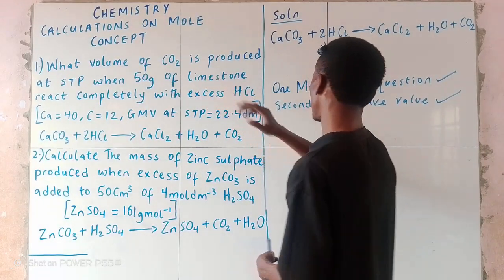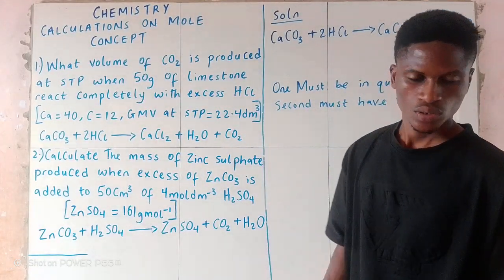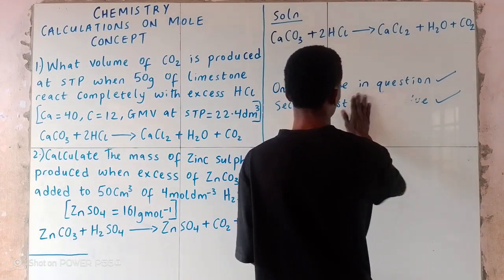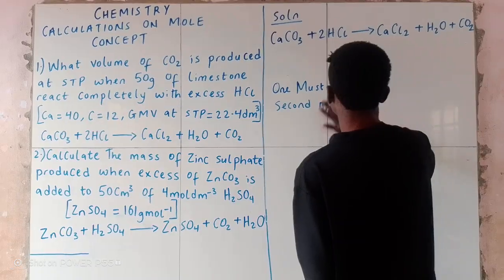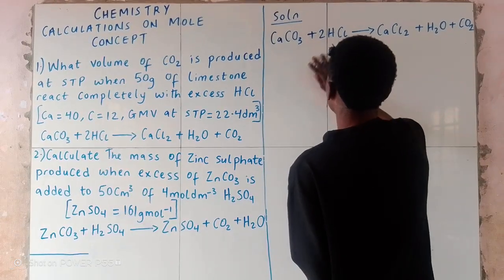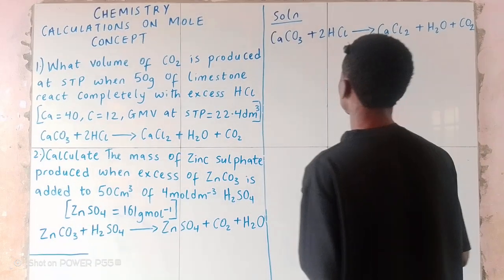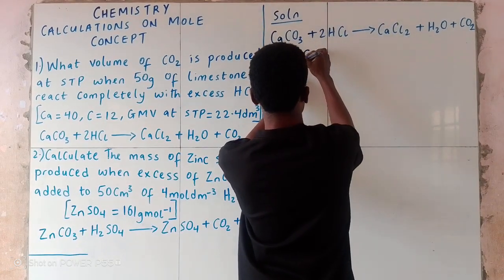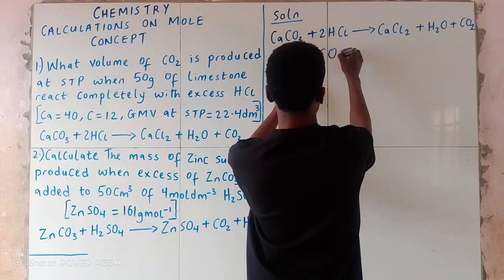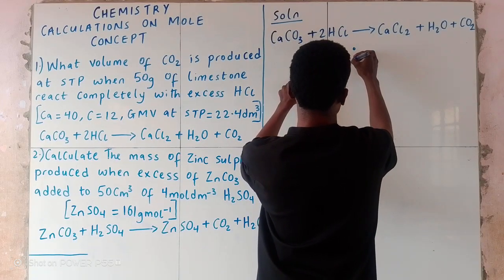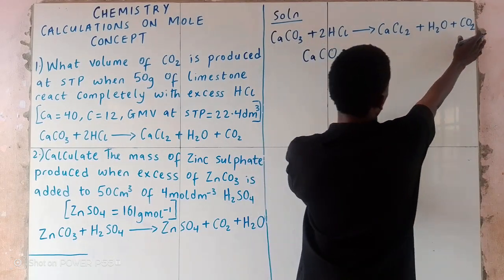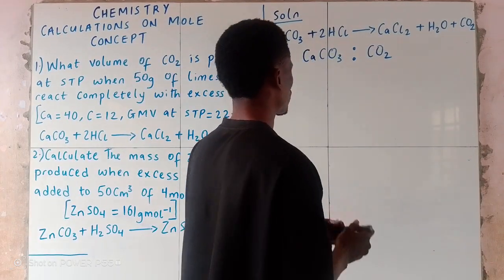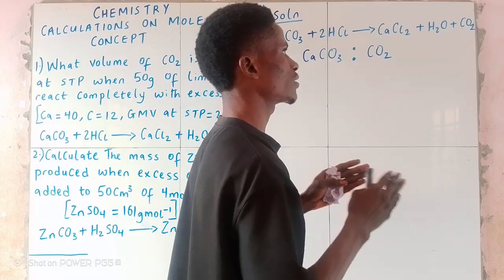All right, so let me take this side off. So we have this. From this equation, we are having calcium carbonate, and also we are having carbon dioxide. So these two are what we are dealing with.